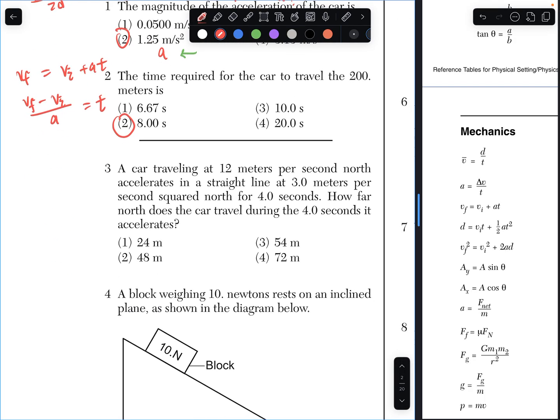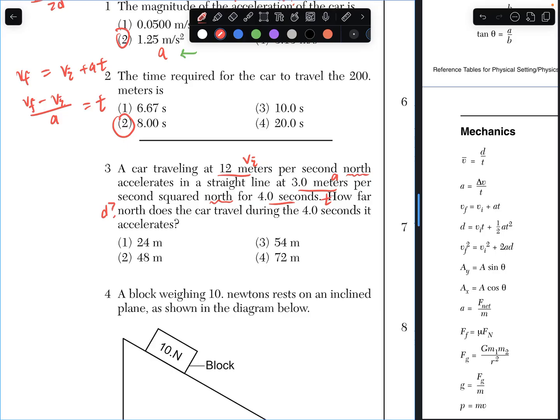A car traveling at 12 meters per second north accelerates in a straight line at 3 meters per second squared north for 4 seconds. How far north does the car travel during the 4-second acceleration? So I'm first given the initial velocity, and I'm given that it's accelerating. The initial velocity was north, and the acceleration is also north, so it's in the same direction. So A is going to be positive. And 4 seconds is going to be my time. How far north does the car travel? So we're looking for the distance here.